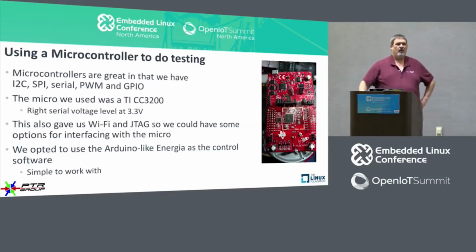All right, so we used a microcontroller to do a lot of this testing. Turns out in this particular case, it was a CC3200 from Texas Instruments. The nice thing about this one is it had the right voltage level. It was all 3.3 volt, so we didn't have to do any level shifting. We didn't have to get any special circuitry out there to handle 3.3 to 5 volt level shifts. Also, this gave us Wi-Fi and JTAG on the embedded board, so we had some options for interfacing to the micro and then watching what's going on.